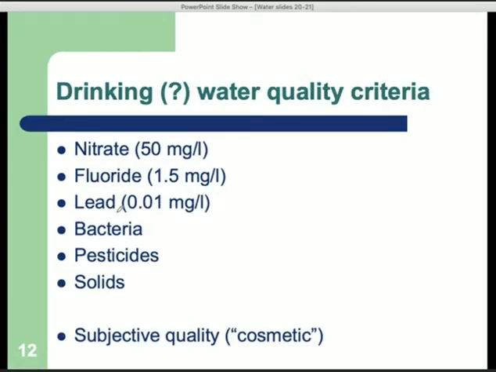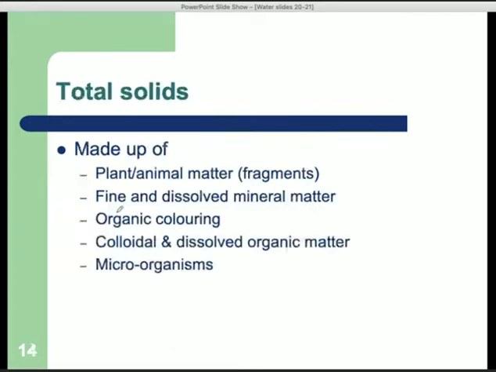So for drinking water, the quality criteria are, like I said, nitrate, and fluoride in drinking water, you need to have healthy teeth or not, lead, bacteria, pesticides, solids, all this sort of stuff, and then all the subjective quality cosmetic characteristics. For drinking water, that's the one thing. For wastewater, it's another thing.